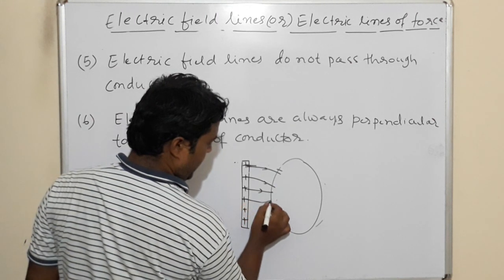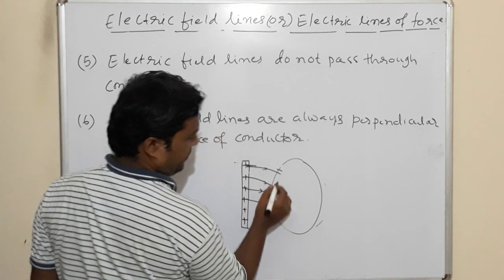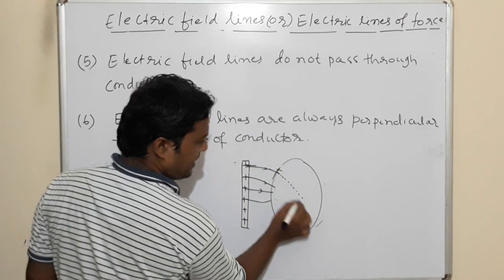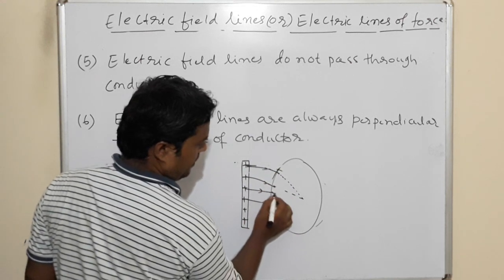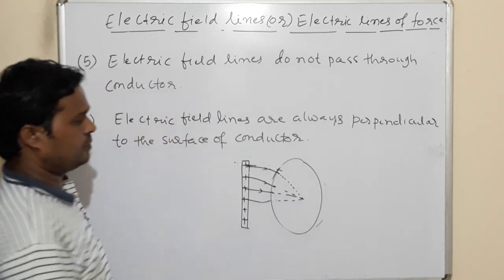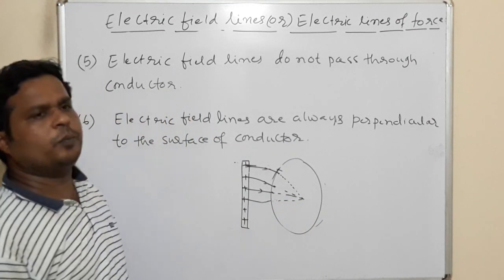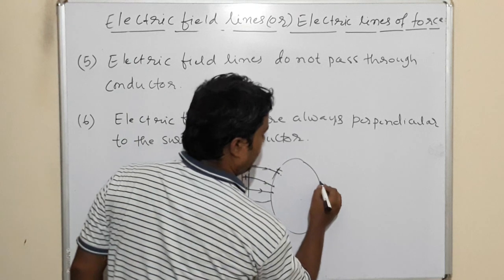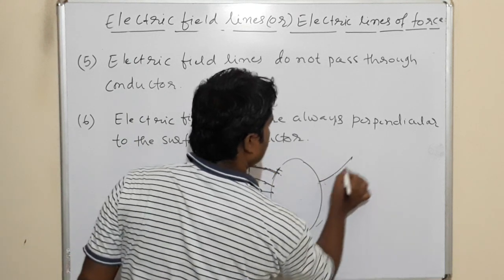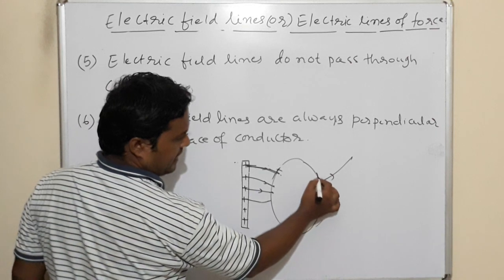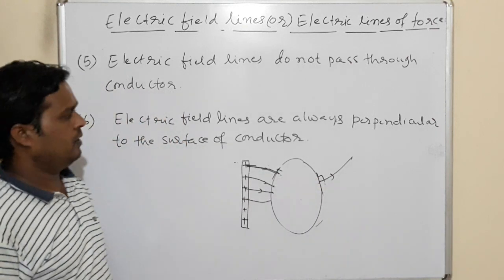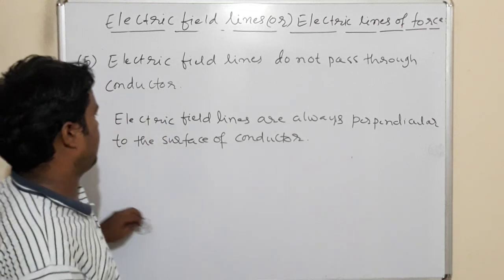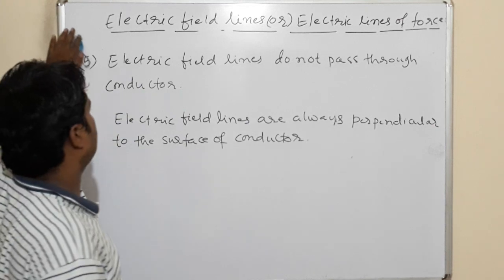This will move so that it is perpendicular to the surface. If it is taken in this direction inside, it should pass through the center. It is passing through the center like this. It means electric field lines, while going out also, do not enter inside the conductor. While going out also, it will go like this. If a tangent is drawn here, it should make an angle of 90 degrees. Okay? Electric field lines will always be perpendicular to the surface of the conductor. This is property number 6.